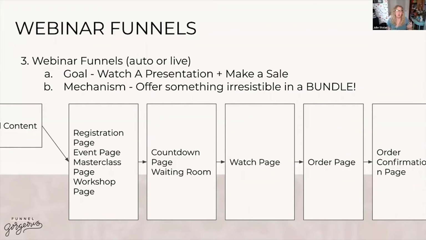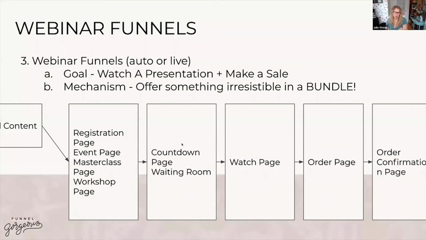And so the way this funnel works, you have social content or a Facebook ad or something like that. Then they go to, sometimes it's called a registration page, sometimes it's called an event page, sometimes it's called a masterclass, sometimes it's called a workshop. It's all the same thing. They're putting their name and email in to register for something that's about to happen.